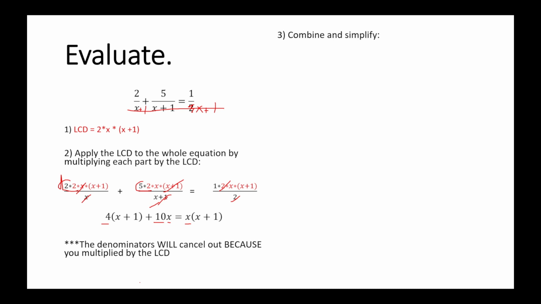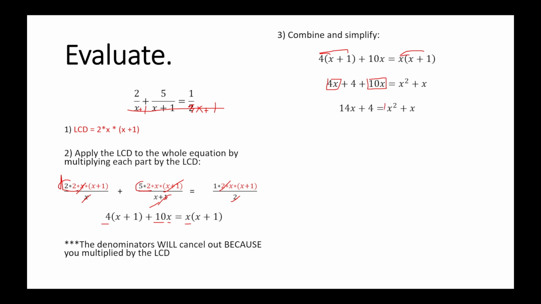All right, now moving on to step 3. We combine and we simplify. Again, we have 4 times x plus 1 plus 10x plus x, equals x times x plus 1. Well, we can distribute to combine. That's a good place to start. So we'll get 4x plus 4 plus 10x equals x squared plus x. And then we can combine like terms. Our like terms here are these two on the left side. That gives us 14x plus 4 equals x squared plus x.